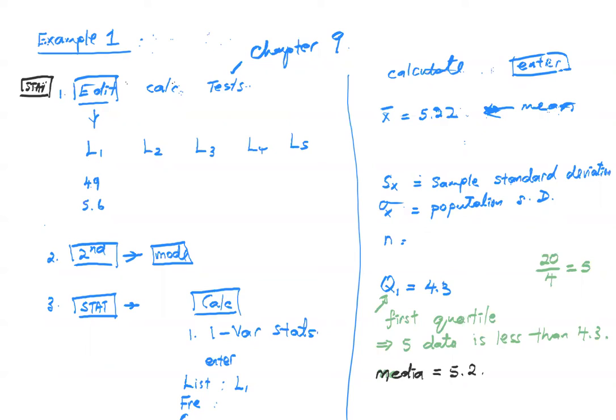Hafiz, try to interpret the meaning of the median in this case. There is more than 50%. Okay, we know the number of data already. Try to interpret according to the situation. More than 50% of data is more than 5.2. More than 50%. How can?